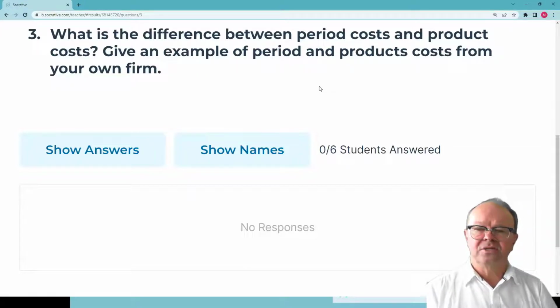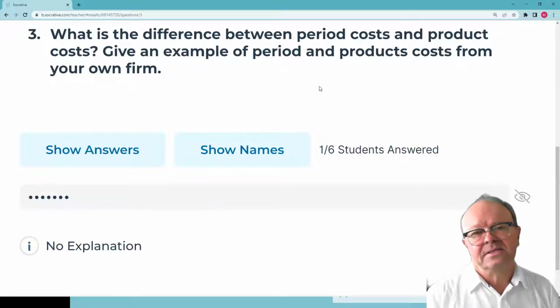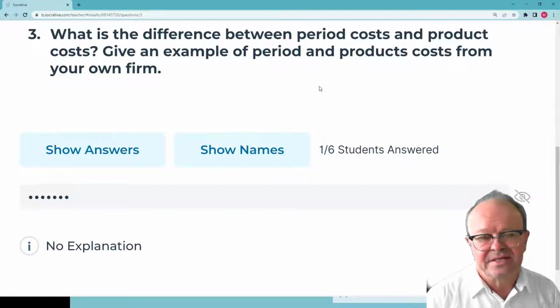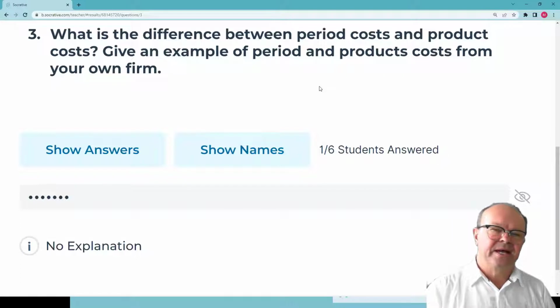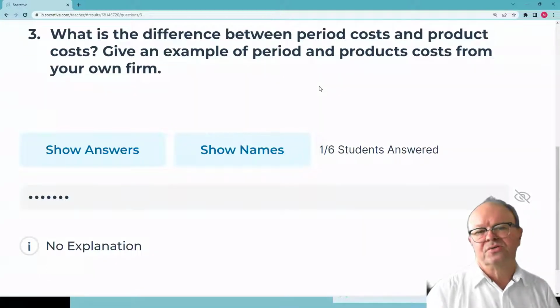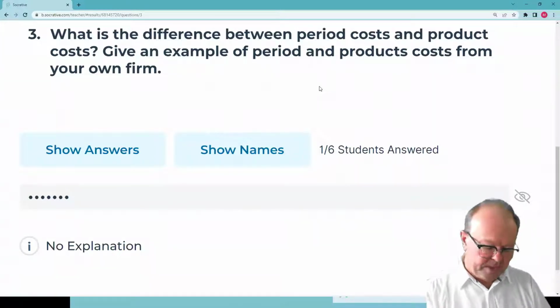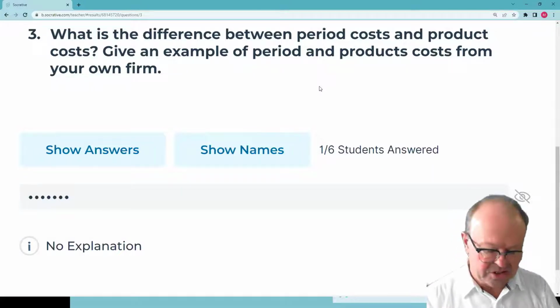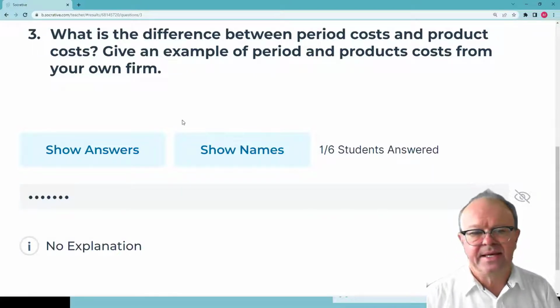And its period costs might be the salary of the chief executive officer, the CEO. It's unlikely that they're attaching any of that person's costs to any of its products, and they'll have a whole heap of other costs that it's not attaching to the products, which would be its period costs.